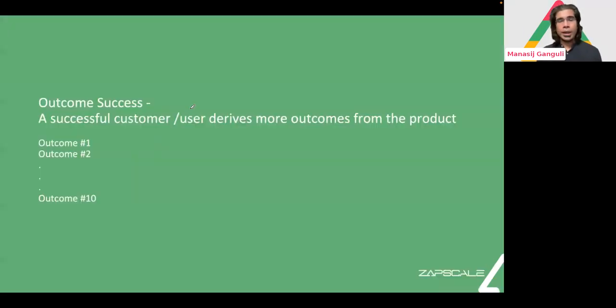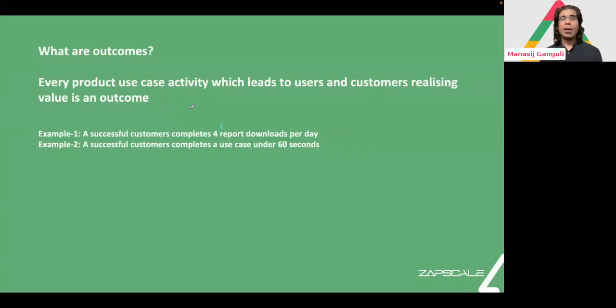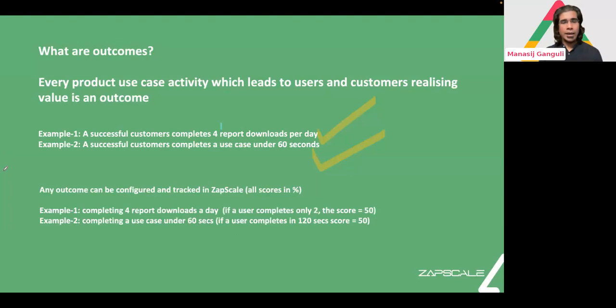Next piece is outcomes. Now outcomes are things that you would want your users to derive from your product, values that you would want your users to derive. And these values could be anything. These values could be, for example, a successful customer should complete 4 report downloads per day, or a successful customer should complete a use case in like 60 seconds. And if customer A completes, instead of 4 report downloads, they only do 2, then this customer will get a 2 upon 4, only 50% score.